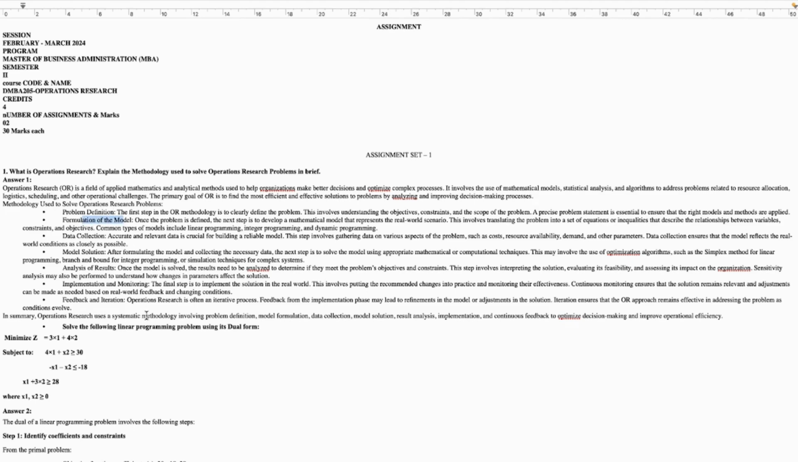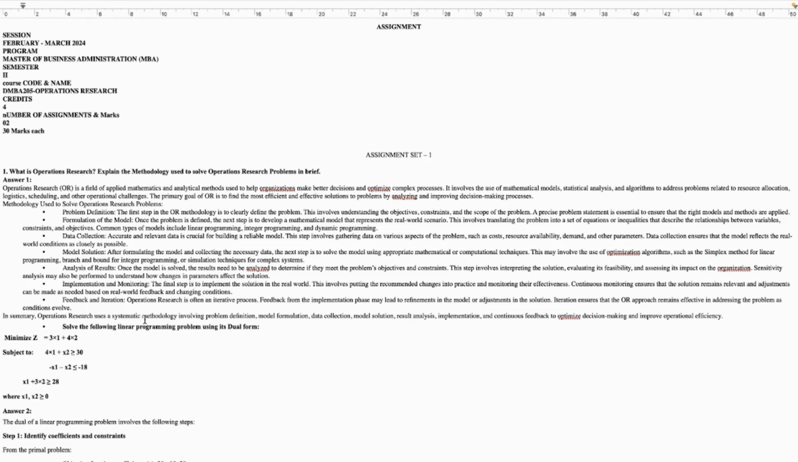Formulation of the model. Once the problem is defined, the next step is to develop a mathematical model that represents the real world scenario. This involves translating the problem into a set of equations and inequalities that describe the relationship between variables, constraints, and objectives. Common types of models include linear programming, integer programming, and dynamic programming.